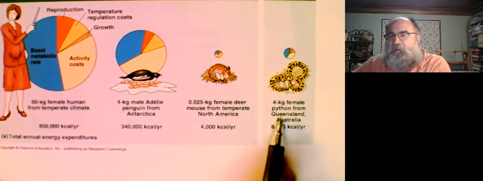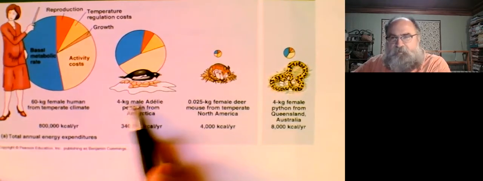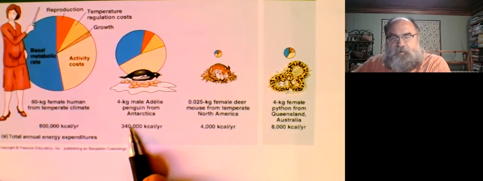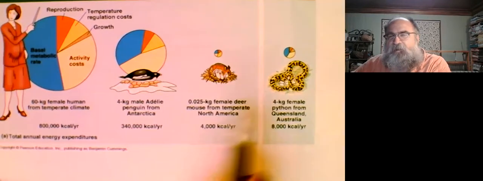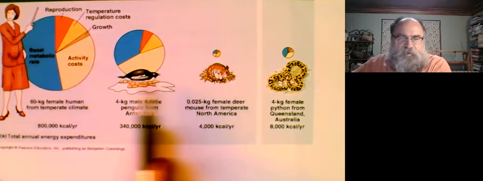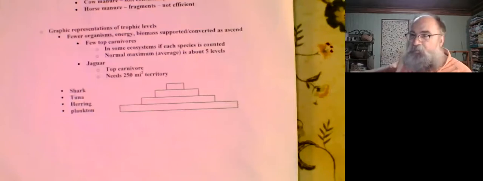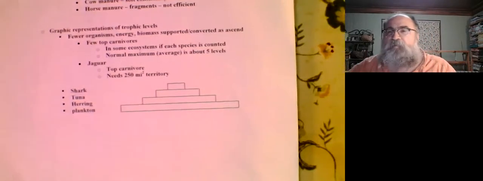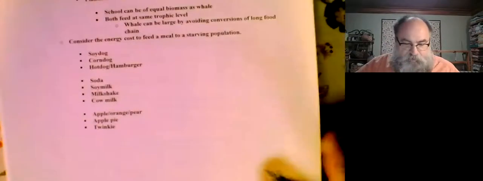Then look over here, the python. That's a pretty big python, and it's the same size by mass as the penguin, 340,000 versus 8,000. This guy, ectotherm. These all endo. Ectotherm. If it's going to be hard to find food, if you're going to be going through times of famine, you don't want to be a high metabolizing organism. You want to be an ectotherm. And so again, everything depends on the kind of environment that you're living in.